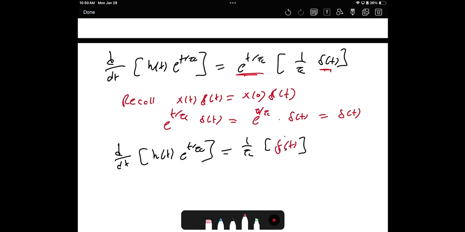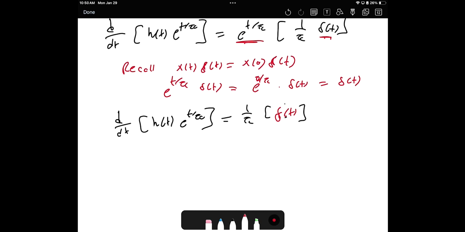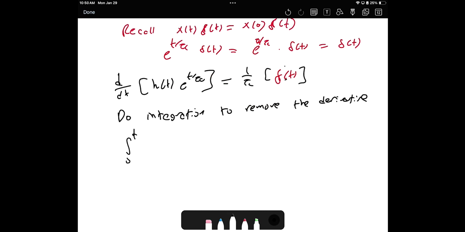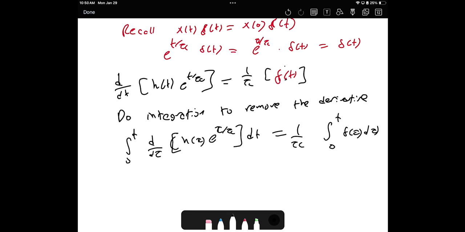Okay, let's use this method. Since we have this more simplified result, let's do the integration to remove the derivative. By doing the integration from 0 to t, d by d tau of h of tau e power tau over tau c d tau equals 1 over tau c times the integral from 0 to t of delta of tau d tau. So let's stop here. In the next lecture we will do the integral to find the step response, the inverse response.